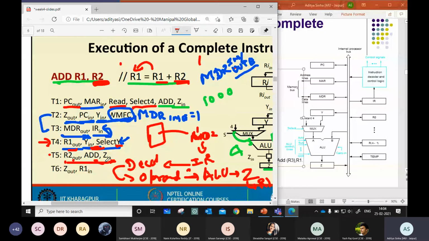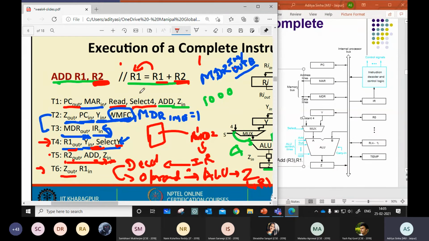Addition happens, it gets updated into temporary register, that is Z, and we have the control signal Z in for that. The added value is actually updated into temporary register, that is Z. In the 6th step, we do Z out.